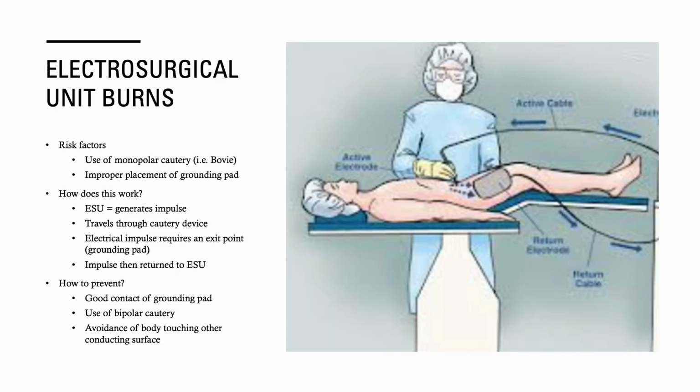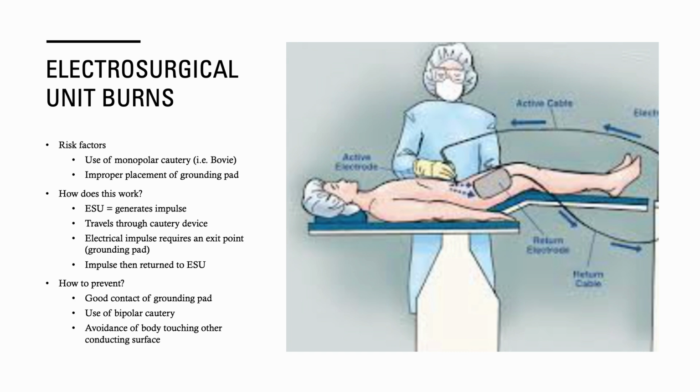So a keyword we may not think about very often is electrosurgical unit burns. The electrosurgical unit is what we commonly refer to as the Bovie, although there are other types of ESUs as well. And they all place patients at risk for burns. Various risk factors for burns from these devices are use of monopolar cautery, or the Bovie or pencil cautery, and also improper placement of the grounding pad, which I'll talk about right now. So how does the ESU work?